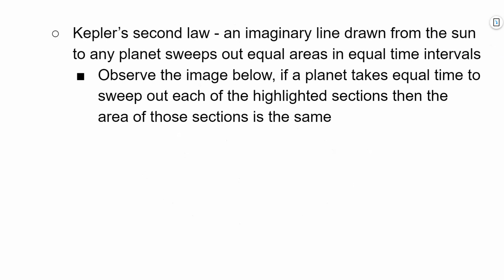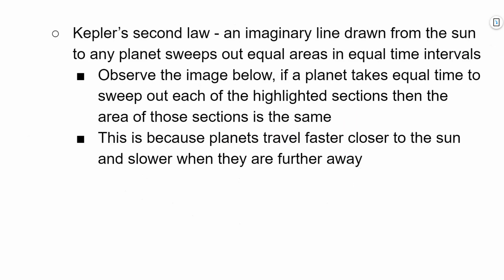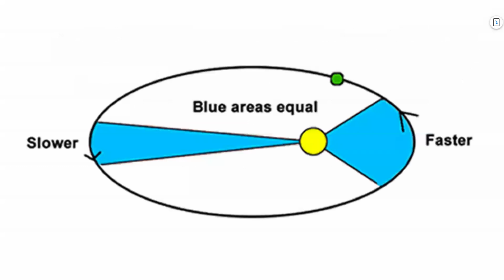Observe this image that's coming up. You have it on your paper already. Okay, if a planet takes equal time to sweep out each of the highlighted sections, then the area of those sections is the same. The result of this is that planets travel faster when they are closer to the sun and slower when they are further away.